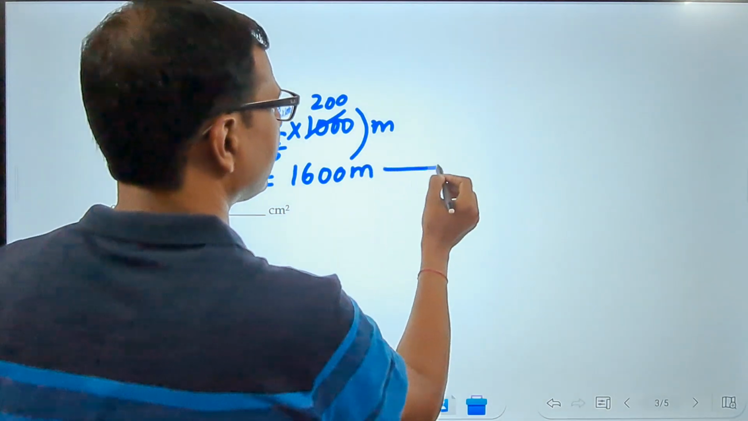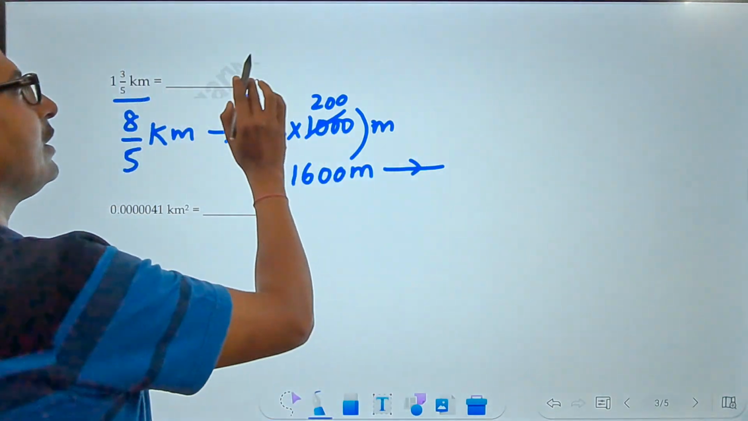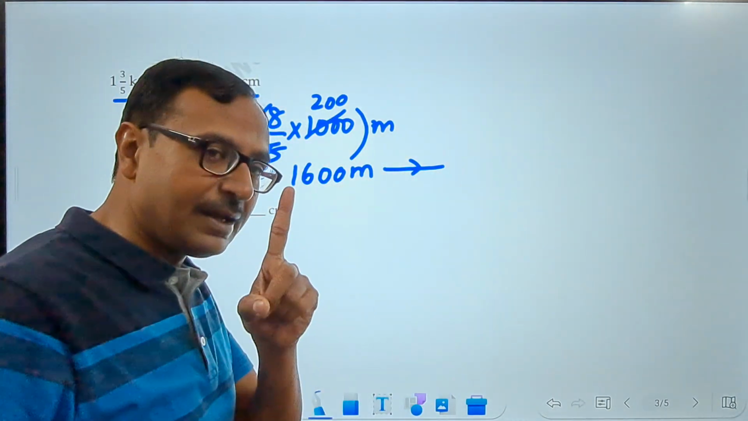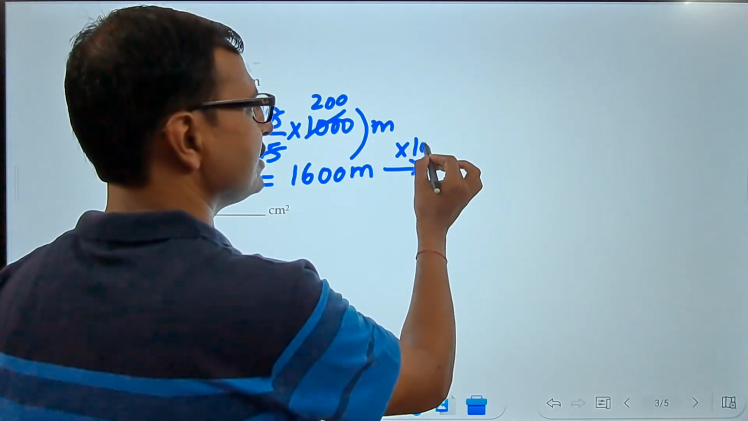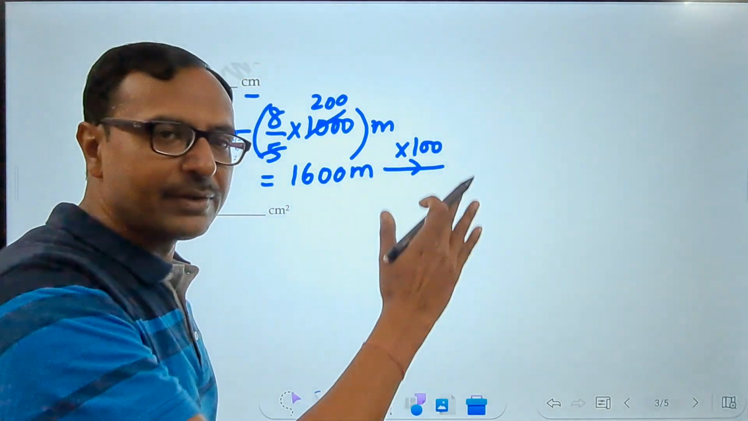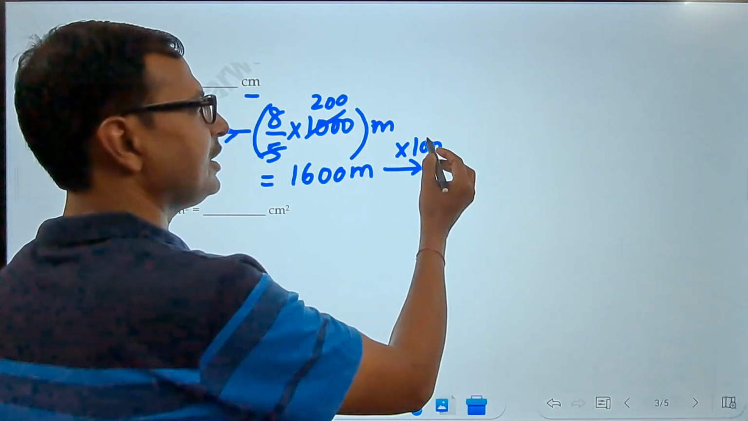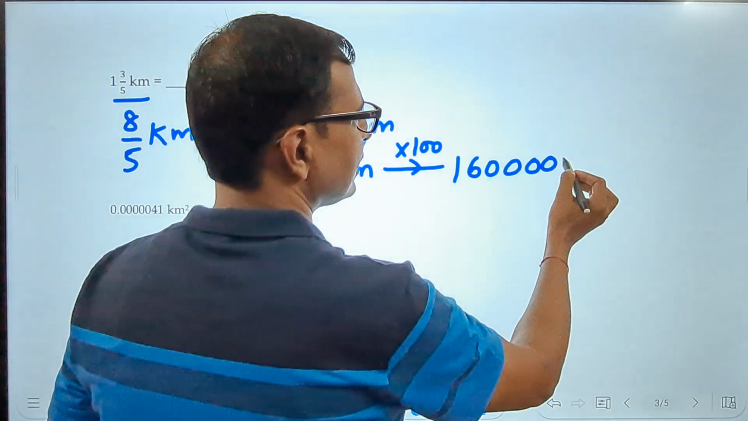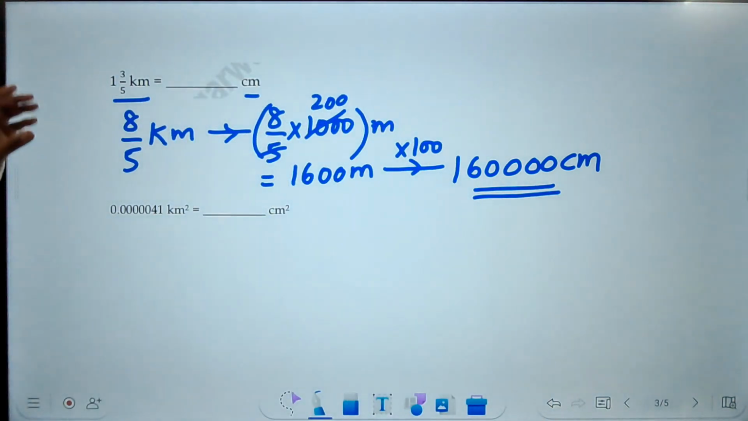And now I want to convert that into centimeters. Wherever you have meter being converted to centimeters, you have 100 centimeters in 1 meter. And therefore, this 1600 is to be multiplied by 100 to get to the answer in centimeters. So 1600 into 100 will give you 16 followed by 4 zeros. This is the number of centimeters in 1 3 by 5 kilometers.